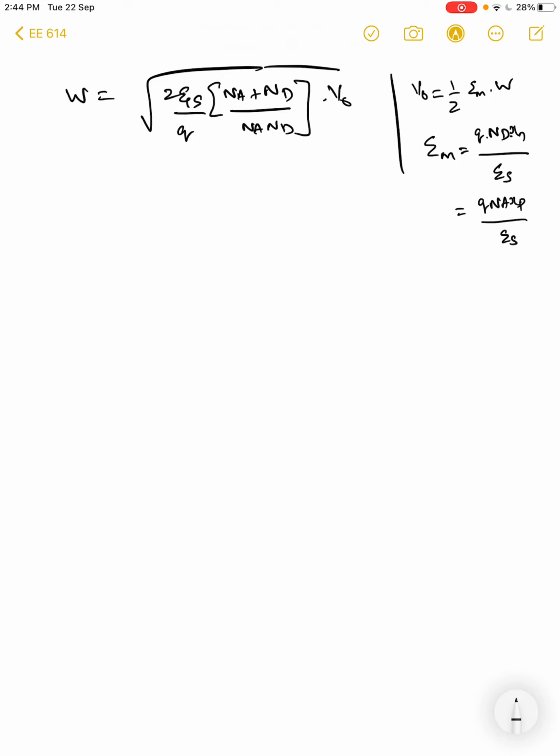With these given, I'm going to make a simple substitution. I'm going to define Nb as Na Nd by Na plus Nd. This is useful because if Na is very much higher than Nd, you can see that Nb will be equal to Nd. In the same way, if Nd is much larger than Na, Nb will be equal to Na. So in a one-sided junction, if any one of them is much larger than the other, then Nb will be equal to the one which is smaller.